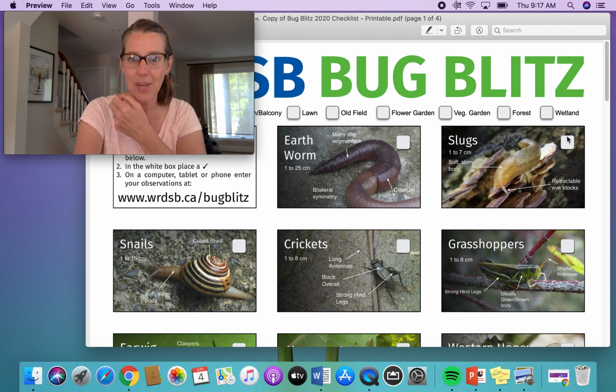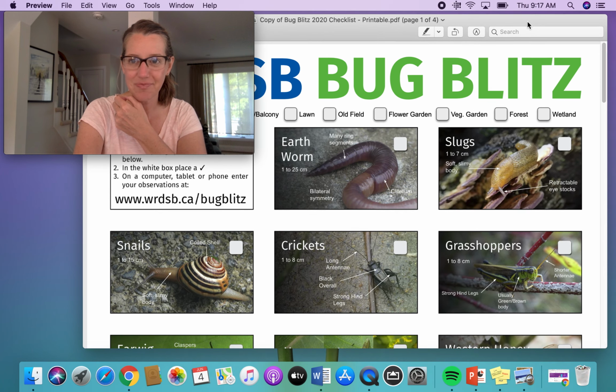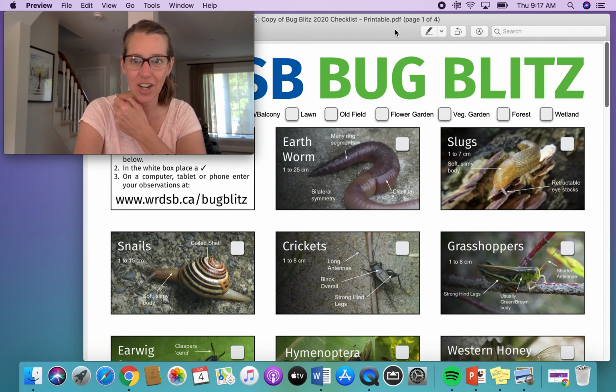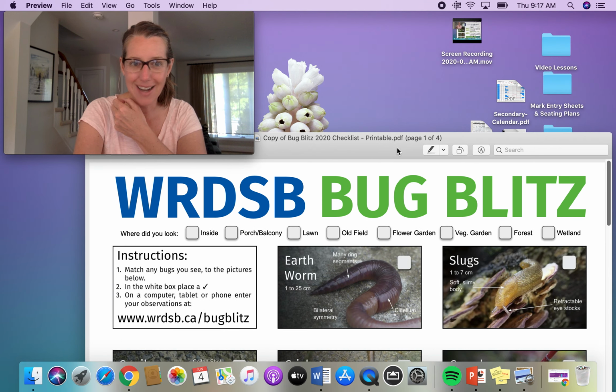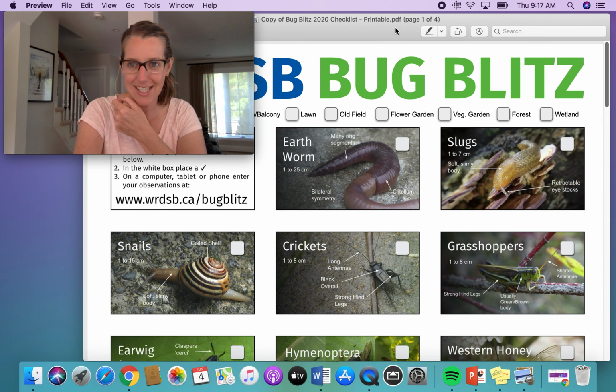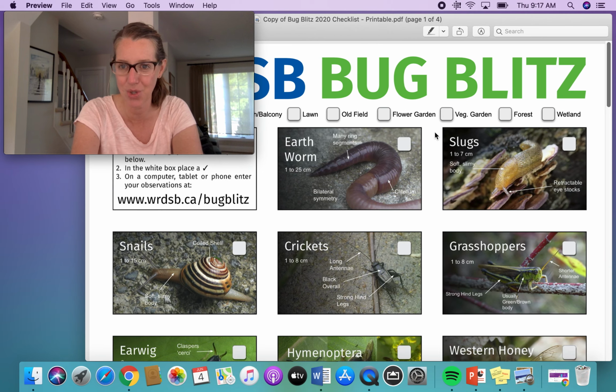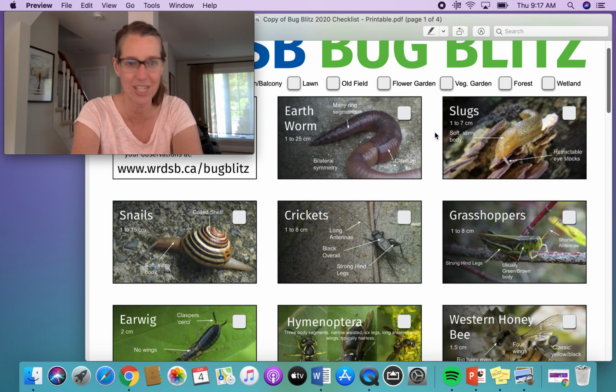Last week, they were doing a bug blitz. So have a look at this one. This one here shows some of the backyard bugs or bugs that you would find in a forest that's near you, and they wanted you to do a bit of a count. I just wanted to show you this sheet so that you could figure out the difference between a cricket or a grasshopper or a snail or a slug.